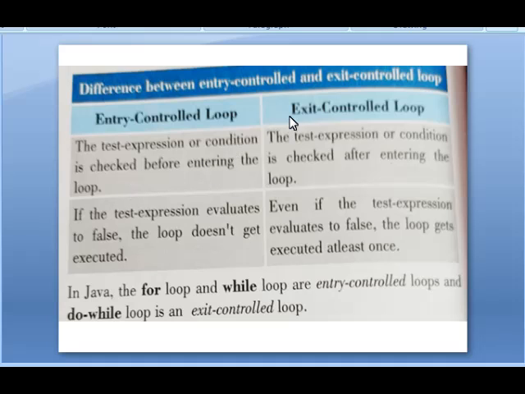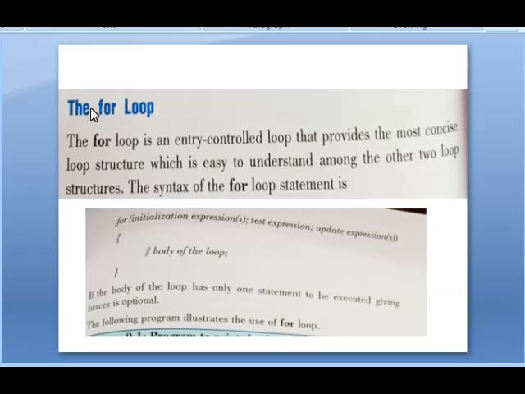In an exit control loop, the test expression or condition is checked after entering the loop. In an entry control loop, if the test expression evaluates to false, the loop does not get executed. In an exit control loop, even if the test expression evaluates to false, the loop gets executed at least once. In Java, the for loop and while loop are called entry control loops, and the do while loop is an exit control loop. First of all, we are going to see what is a for loop.